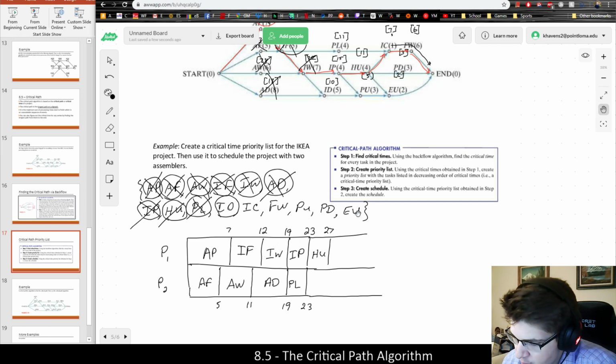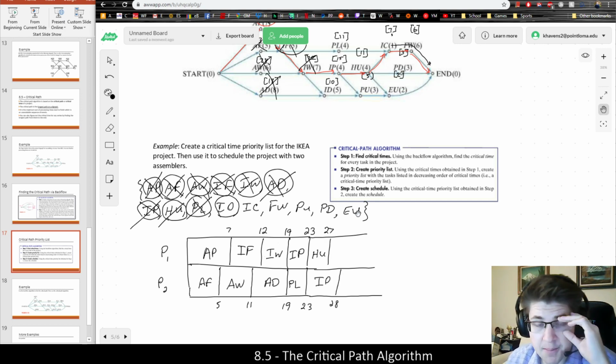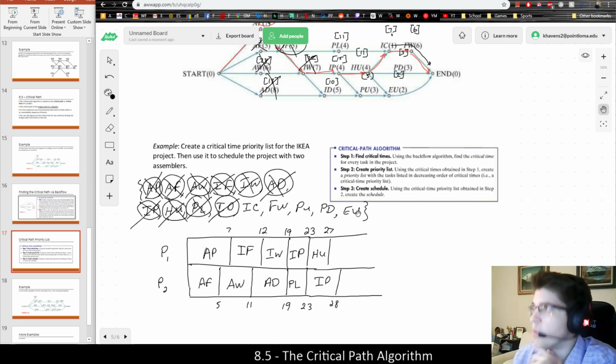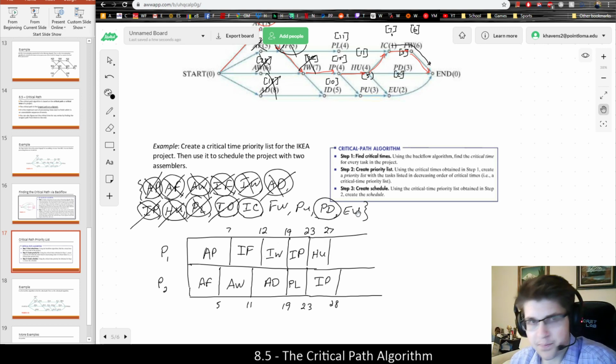Meanwhile, processor 2 can work on ID, which is the next task, and it's also ready, so that's good. ID takes 5 minutes. That will go a little longer, putting him right there at 28 minutes. Once HU is completed, ID will be in progress. After 27 minutes, we could check to see what is ready. But once HU is done, note that PL is also done, so IC becomes ready. But PD is also ready because HU has been completed. But EU is not ready because it has to wait for PU and ID to finish.